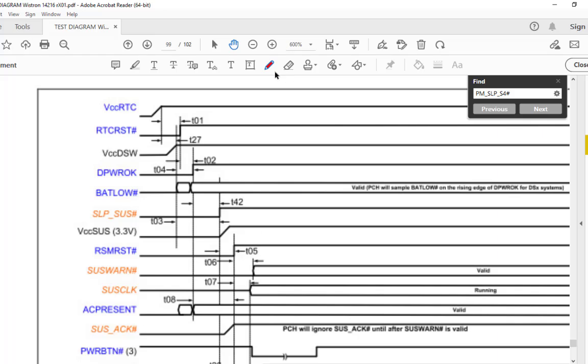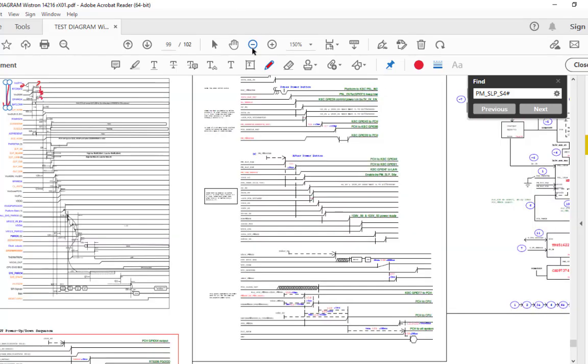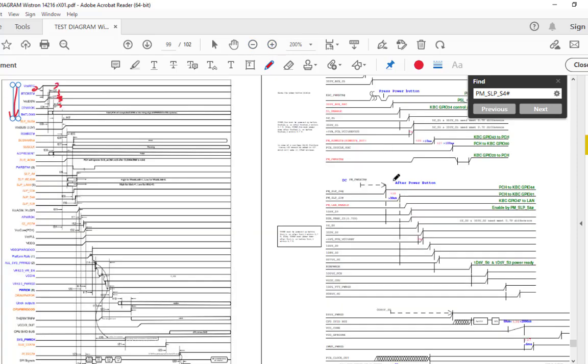So you have to start from the top. All the signals are 3 volt, 3 volt, 3 volt. So here is 0 volt, 3 volt, 3 volt. And if you find one of the signals remains at 0, then you have to go back and check why that signal is 0. You have to follow the sequence like that. Okay, so I hope you understand this secret of the schematic diagram of the Wistron motherboard.